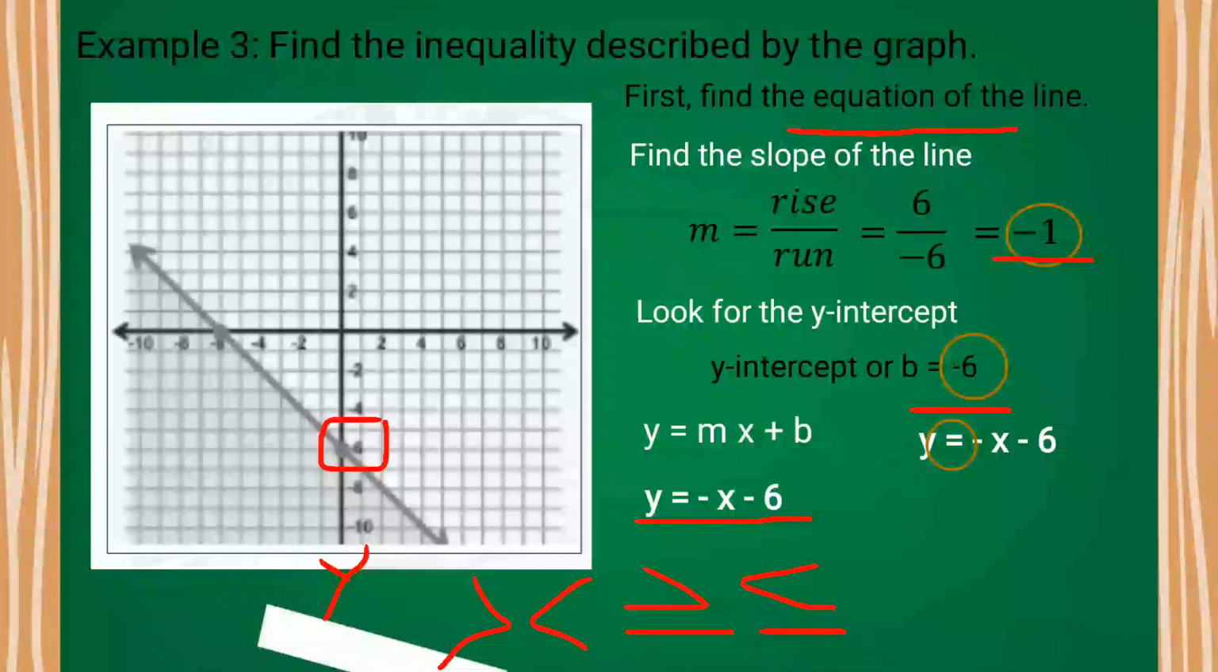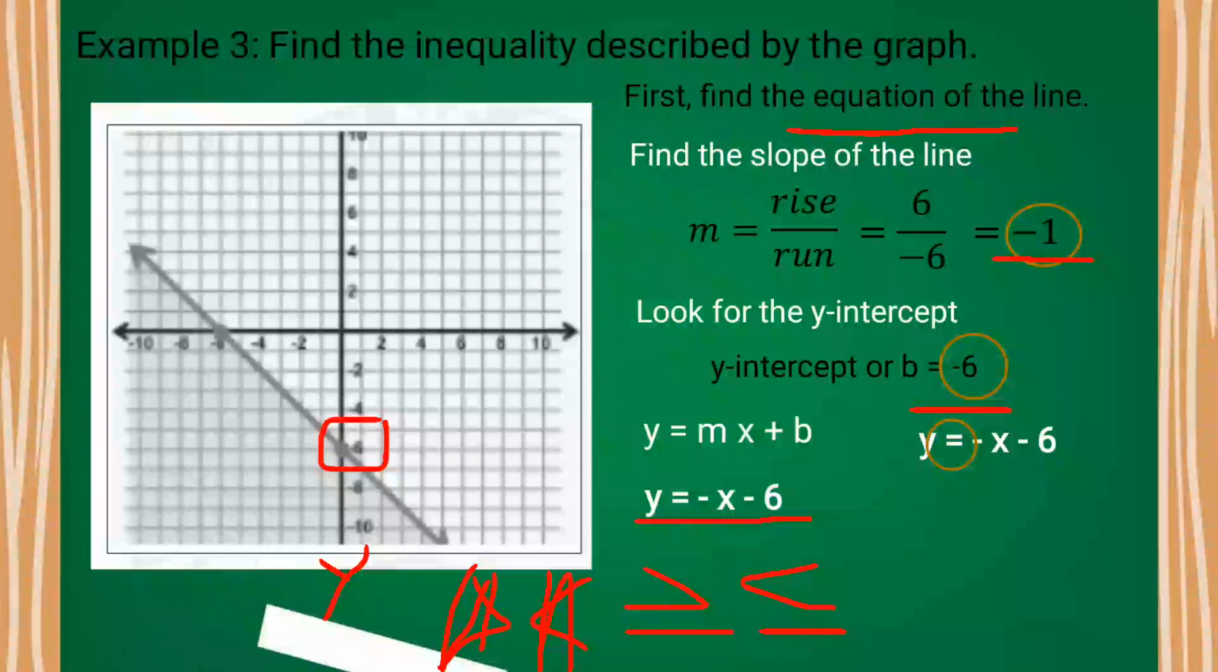Para malaman yon, tingnan po muna natin. So, as we can see po, ang line natin is a solid line. Remember po, sabi ni ma'am kanina, pag solid line siya, may kasama siyang equal sign. Ano po? So, ito walang equal sign, tanggal na po. Ito wala ding equal sign na kasama, so tanggal na po. Ang pamimilian na lang natin ay itong dalawa. Greater than or equal or less than or equal.